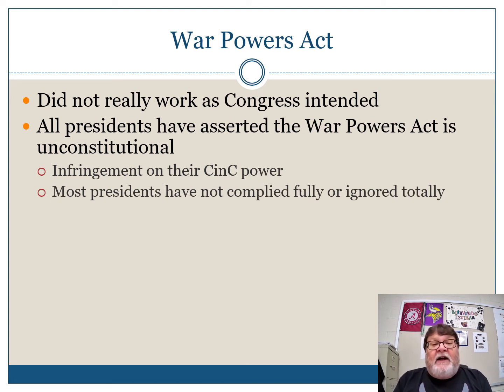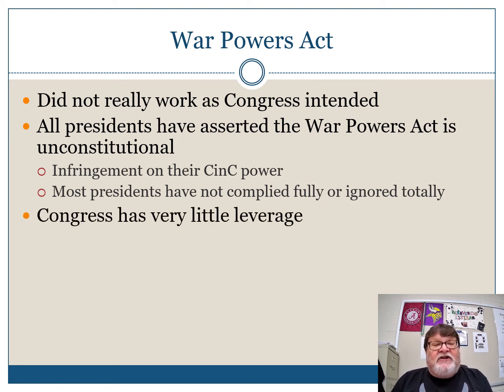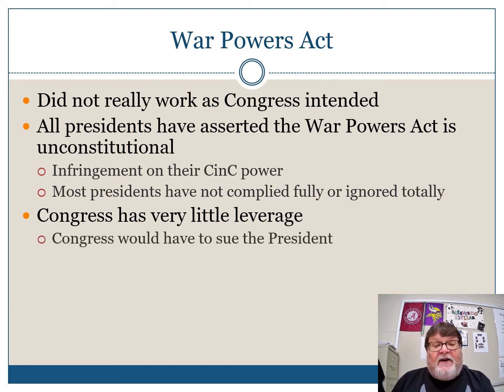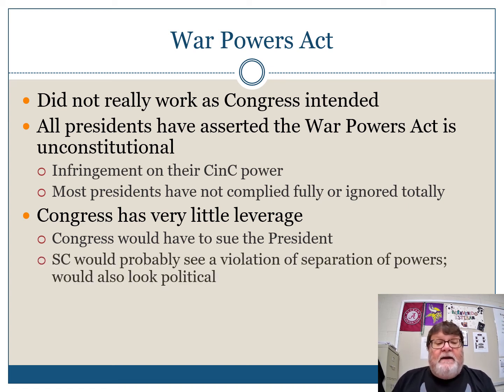Most presidents have not complied fully or ignored it totally, and that's what has happened here. Congress has very little leverage. This is the issue. They wanted more leverage. They tried to get more leverage, but they really don't have a lot here. Congress would have to sue the president, say, you're violating the War Powers Act. We're going to take you to court.